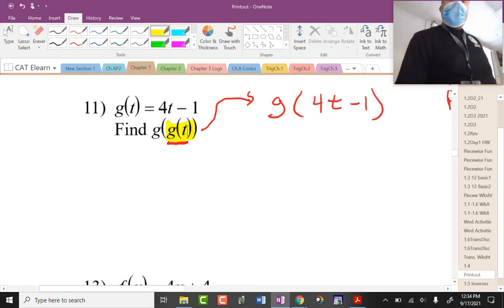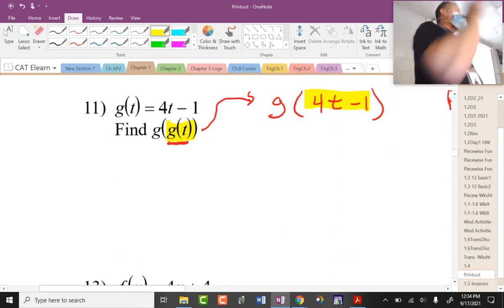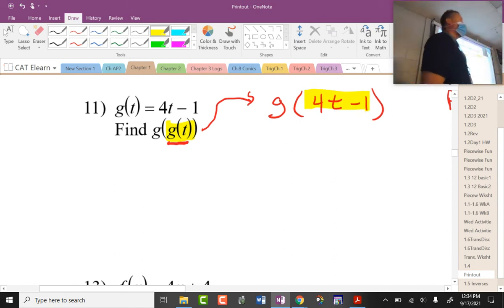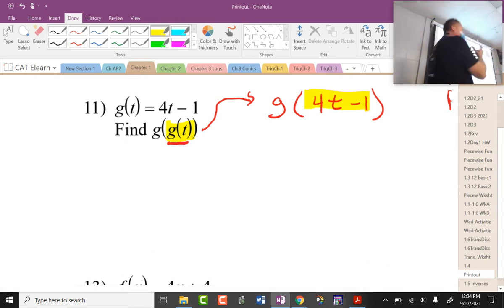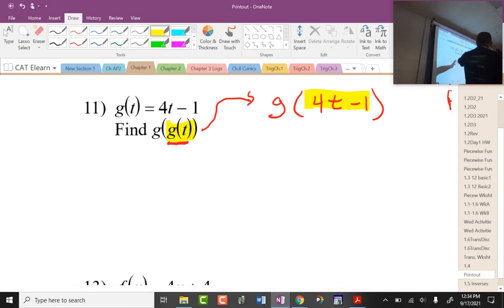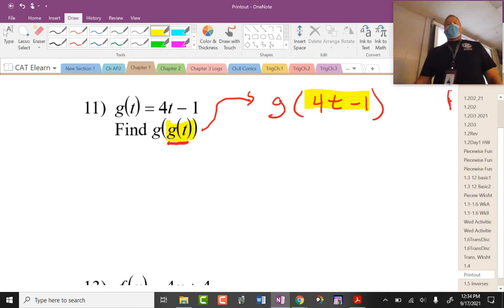So that is the name. That is its value replacement. Some people ask, where did the G go? G of T is just like Y. Y equals, what does Y equal? This. So I can replace it with that. Right? And that's what you need to understand.